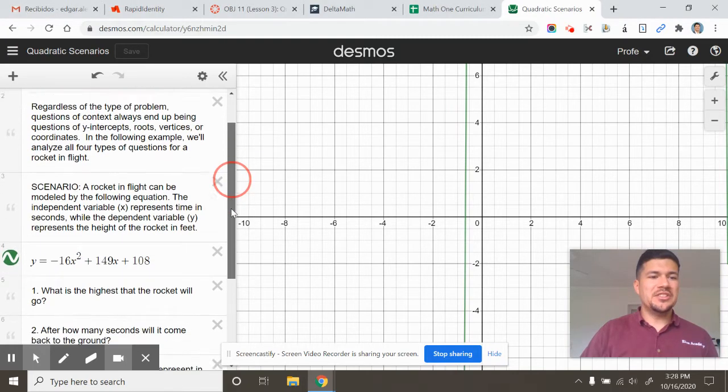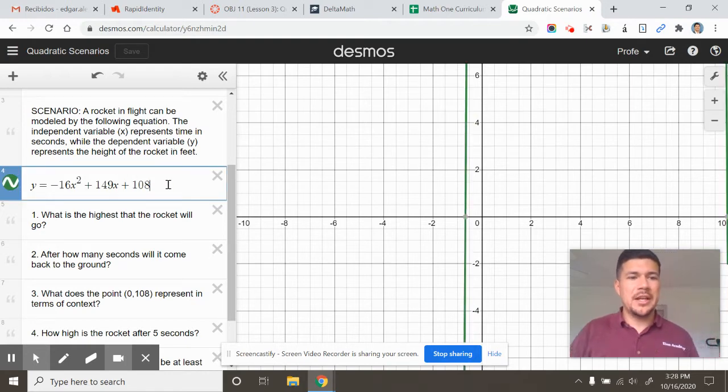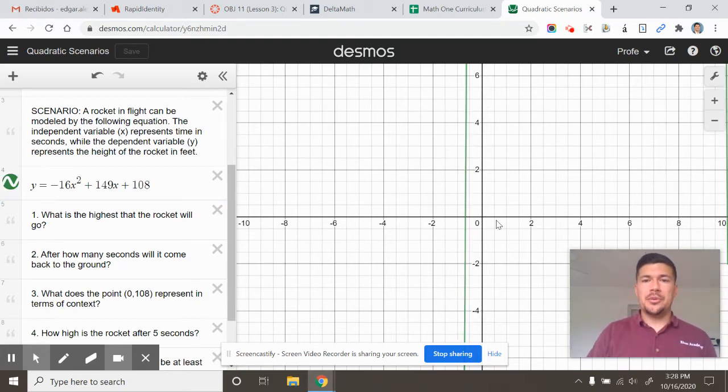All right, so in this scenario, there's this rocket in flight, and it is modeled by the function y equals negative 16x squared plus 149x plus 108. So we can ask a bunch of questions from this. First thing I want you to notice, though, is the graph. It's kind of a misleading graph. It looks like just a vertical line, slightly tilted, almost an undefined slope.